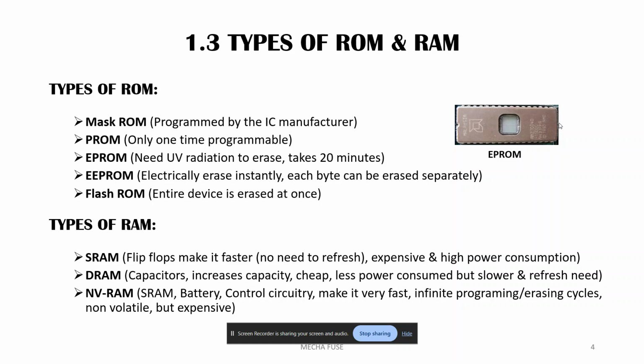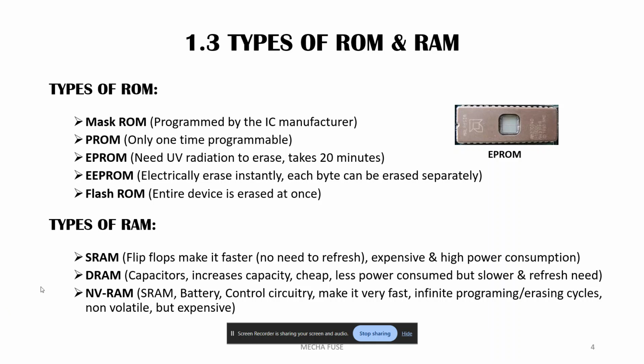In flash ROM, the entire device is erased at once. You don't have to wait a lot of time like in Arduino or other older devices, like other ROMs. Anyway, moving toward the types of RAM. There are three types of RAM: SRAM, DRAM, and NVRAM. SRAM means static, D means dynamic, and NV means non-volatile.